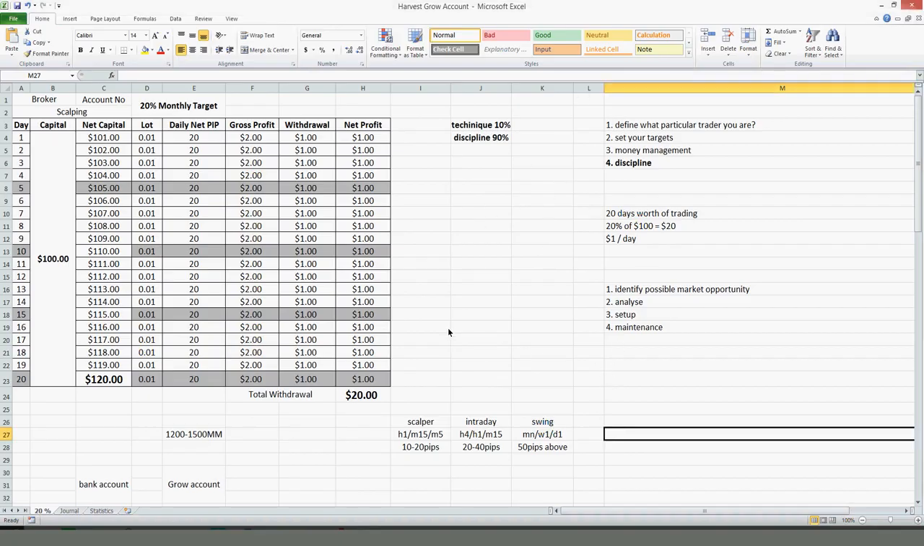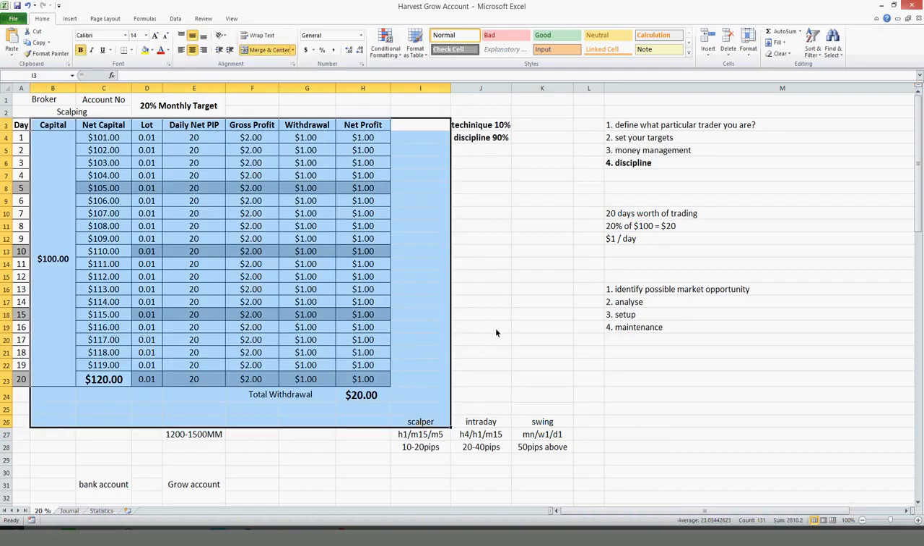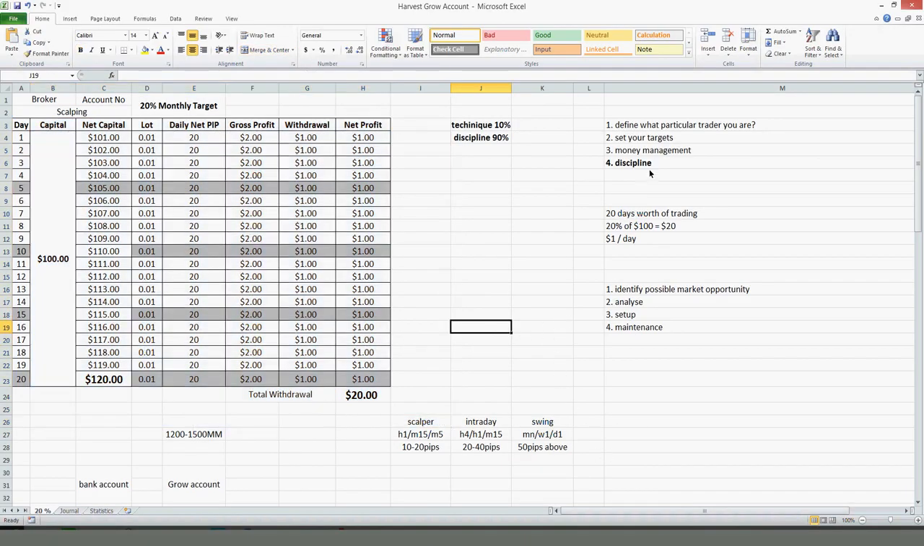So now that we are clear what we're trying to achieve, we already defined what particular trading style we're going to use. We already set our targets. We already have a money management plan that we have set here, and now it's just up to us to be disciplined enough to find the right setups and also to stick to our targets as well.